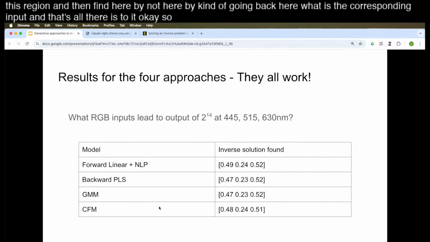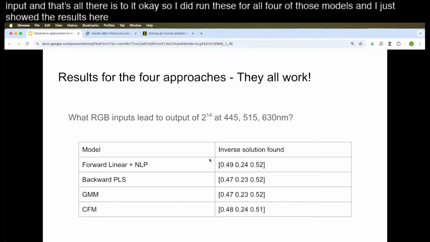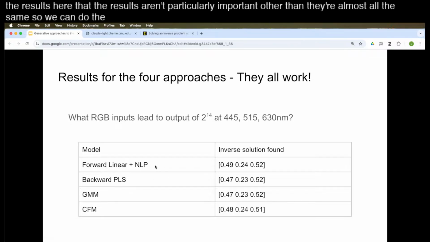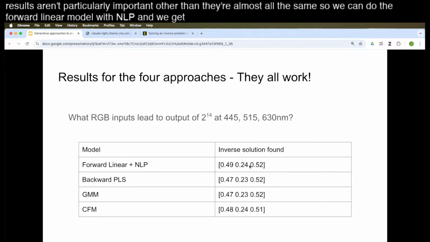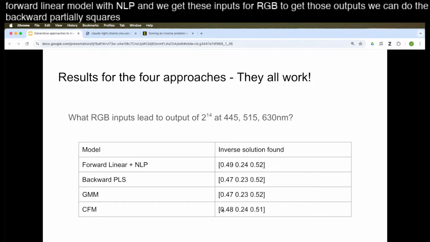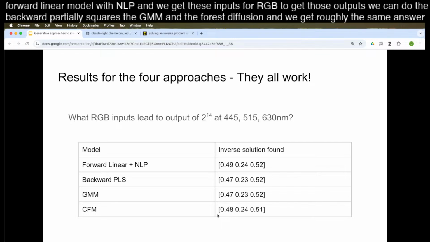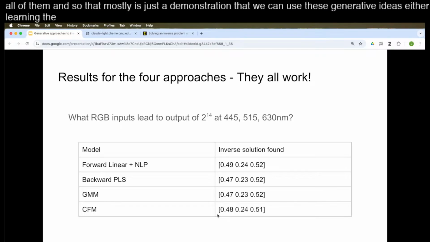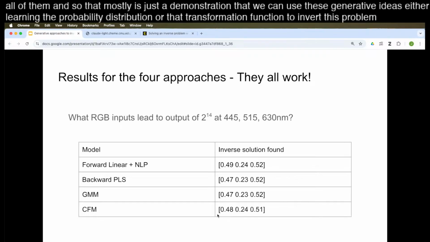Okay, so I did run these for all 4 of those models, and I just showed the results here. The results aren't particularly important other than they're almost all the same. So we can do the forward linear model with NLP, and we get these inputs for RGB to get those outputs. We can do the backward partial least squares, the GMM, and the forest diffusion, and we get roughly the same answer for all of them. And so that mostly is just a demonstration that we can use these generative ideas, either learning the probability distribution or that transformation function, to invert this problem.